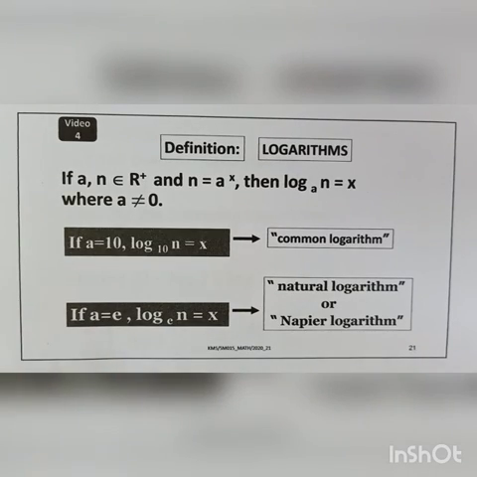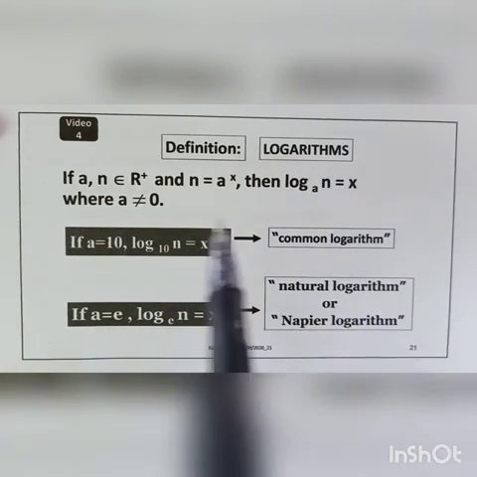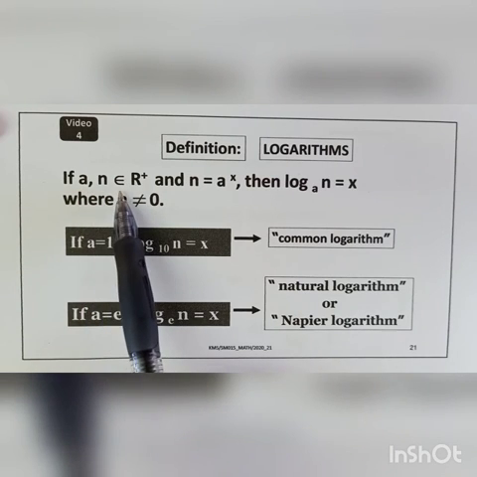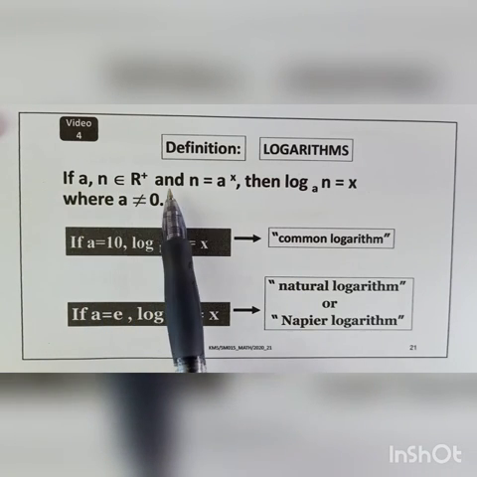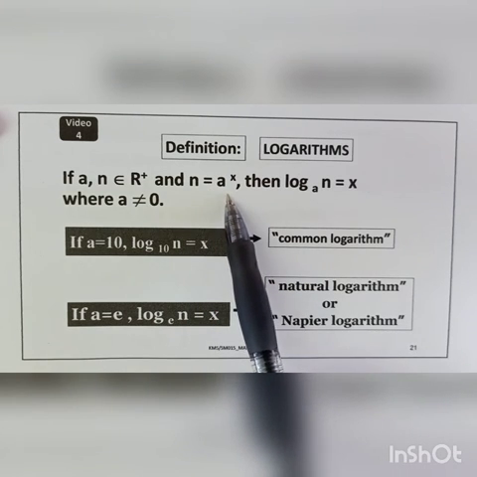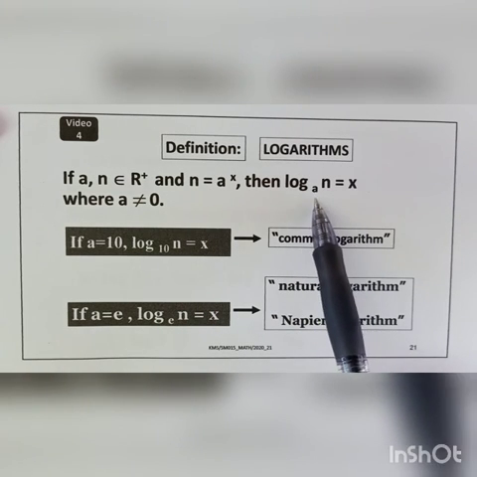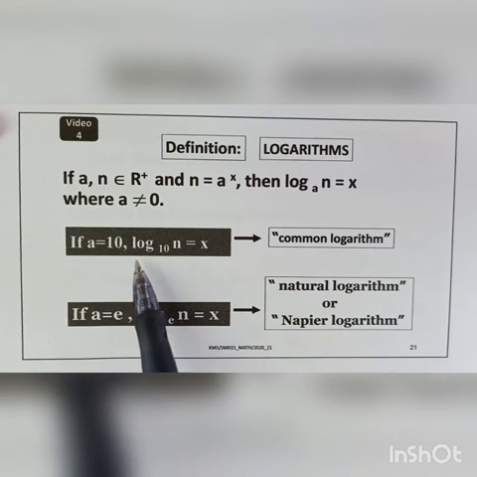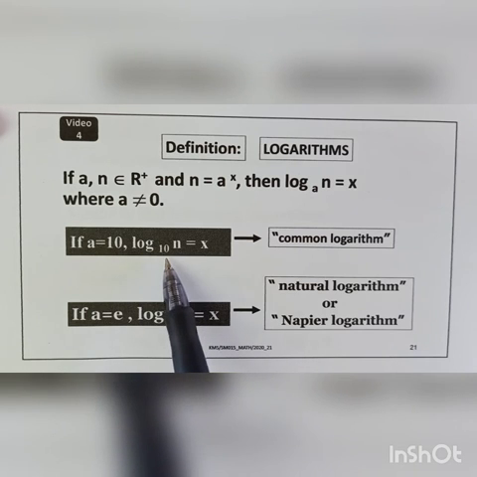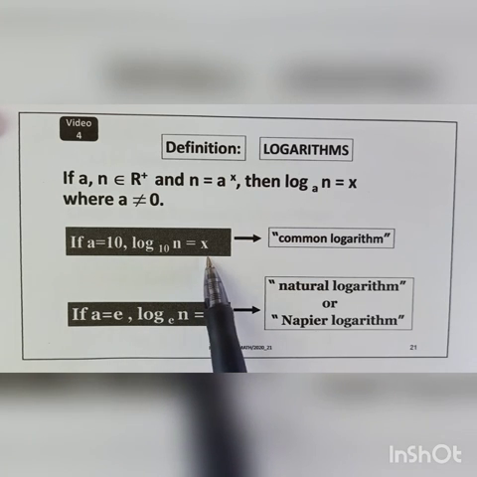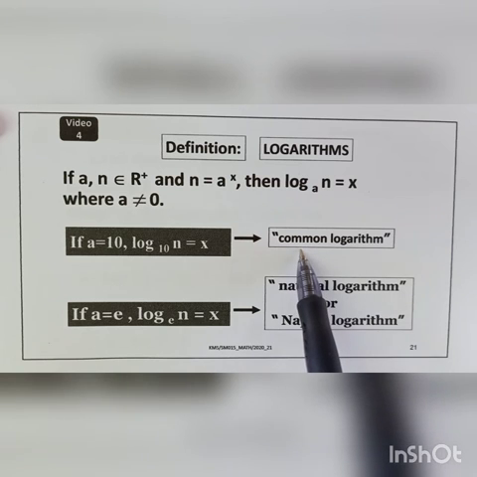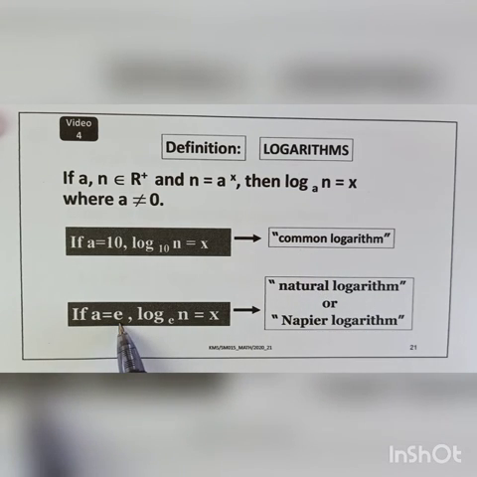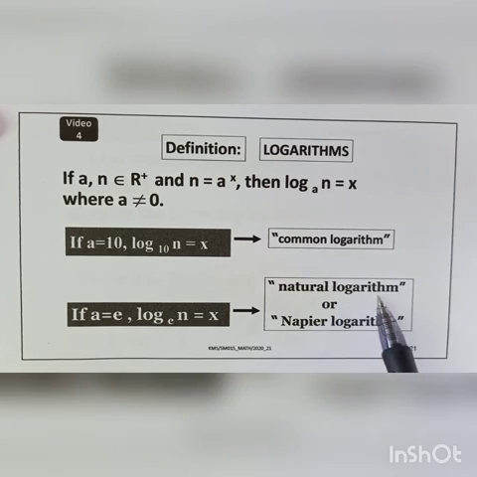Okay, this video is about the subtopic logarithm. If a and n are positive real numbers and n equals a to the power of x, then log n base a equals x. If a equals 10, then log n base 10 equals x. We call it the common logarithm. If a equals e, where e is an exponent, then log n base e equals x. So this is the natural logarithm.